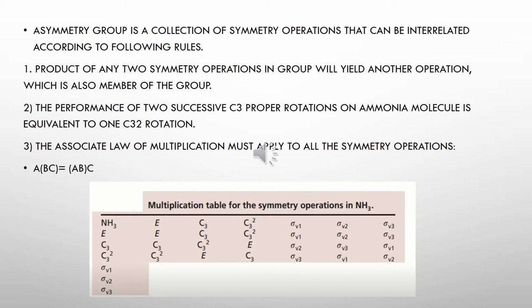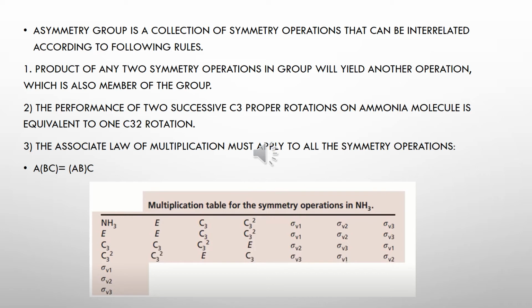The product C3 sigma V1 is equal to sigma V3, whereas the product sigma V1 C3 is equal to sigma V2, showing how the product of these two operations does not need to commute in ammonia symmetry. And it reveals that each row and each column of the table is nothing more than a unique rearrangement of the list of symmetry operations, and this theorem is known as the rearrangement theorem.